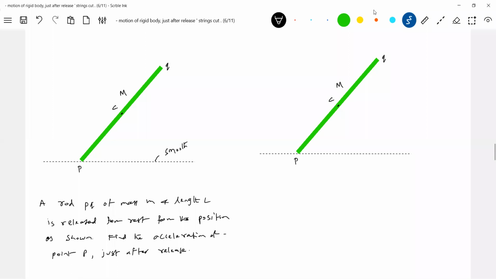Take the pen or pencil and keep it in some orientation at an angle theta. So let this be theta. And you release it. Try to see what will happen. At the midpoint, do some marking. Look at end P and end Q, how did they move when you release it.